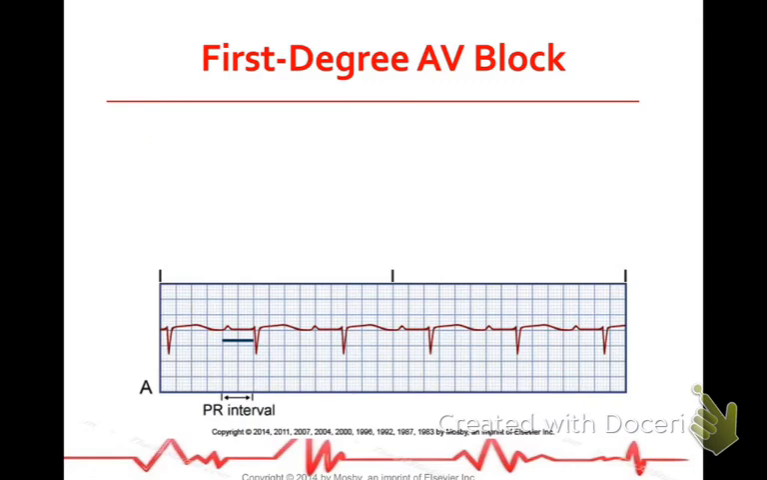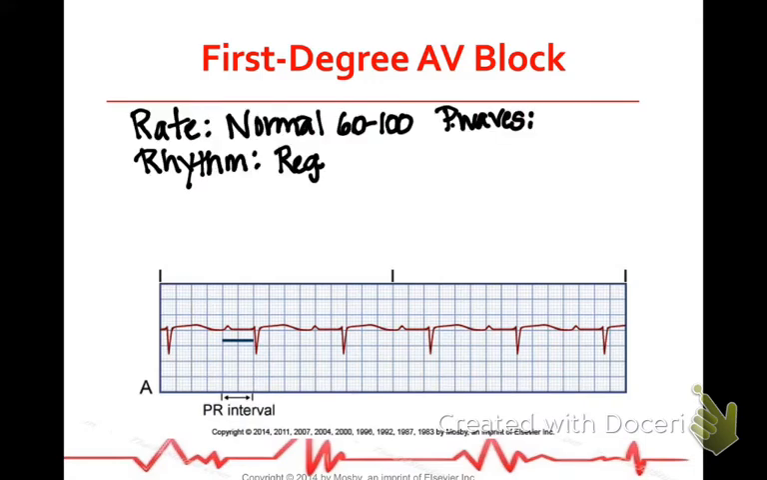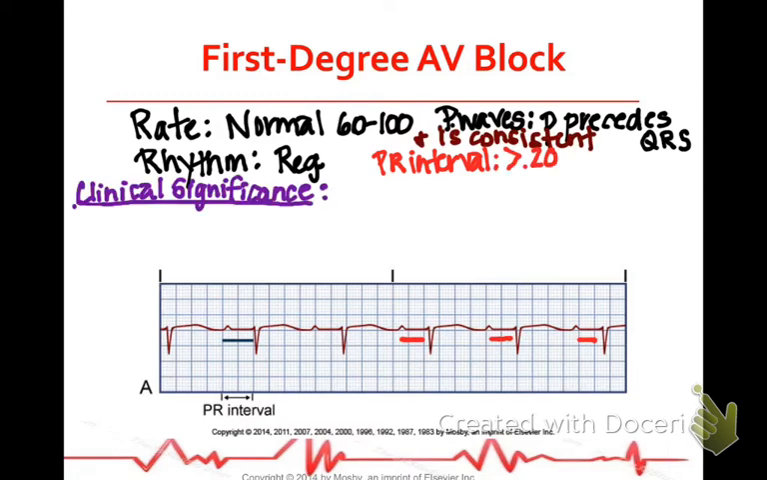All right, and then first degree block, that's just your normal 60 to 100. Rhythm is regular. You have a P wave that precedes a QRS, but your PR interval is greater than 0.20. Remember I said the big box is 0.20? Well, your P wave is going to take up a whole big box, maybe a little bit over. So greater than 0.20. See, I underlined it there for you.